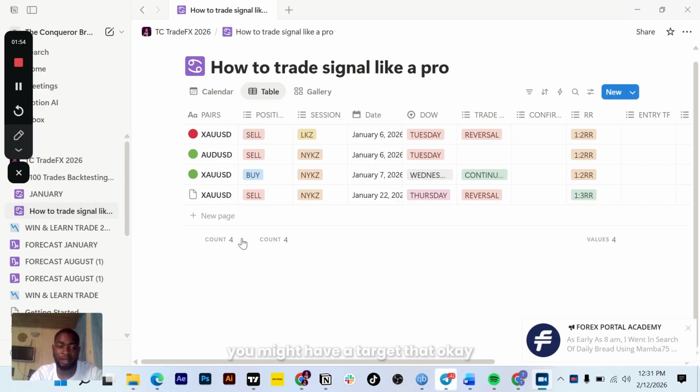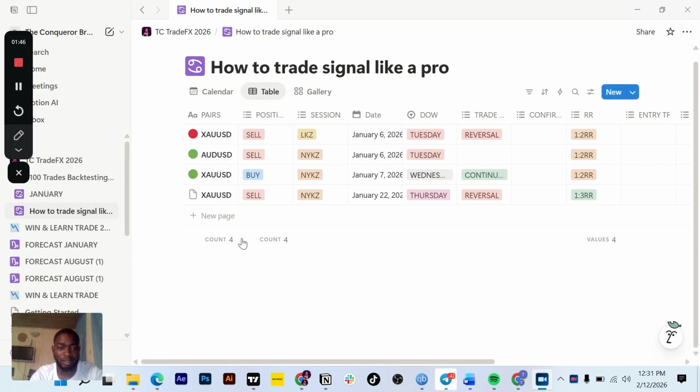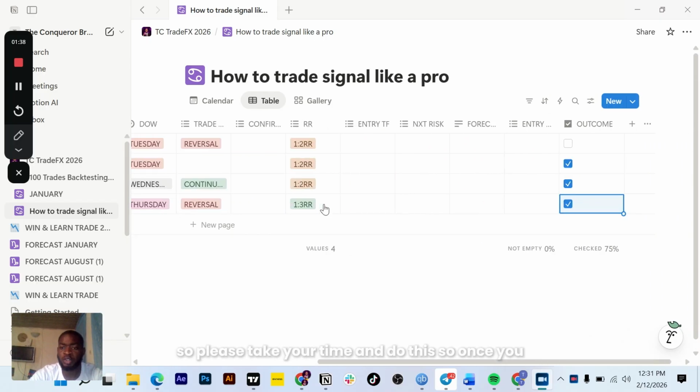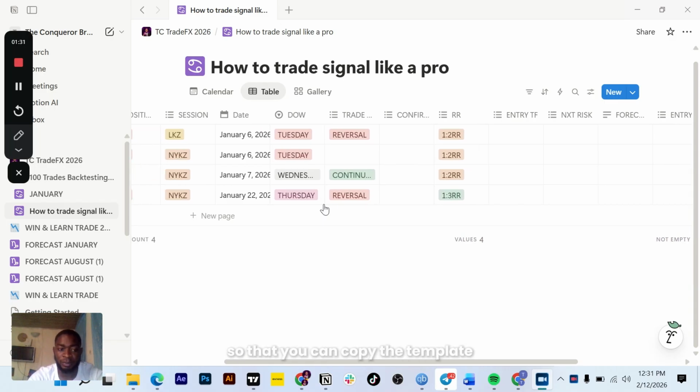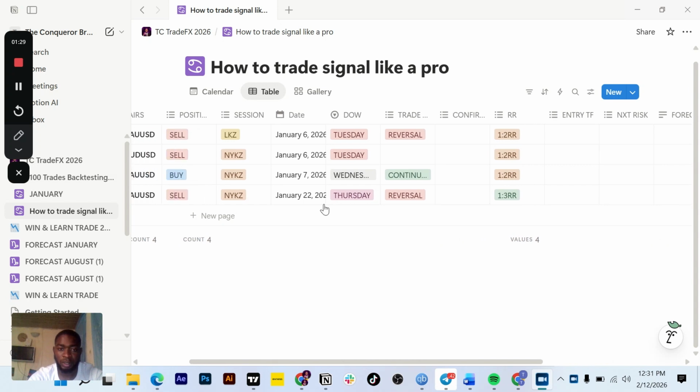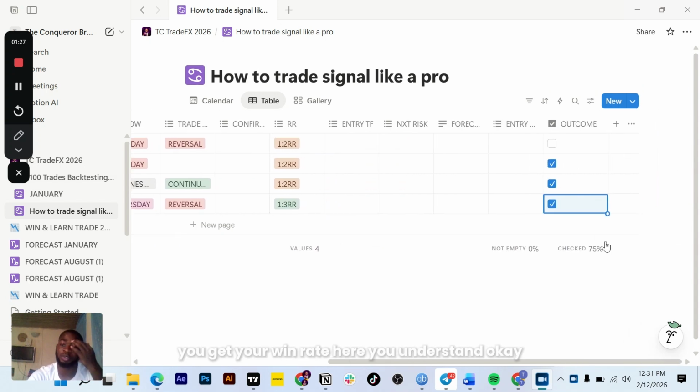You might have a target that you want to examine 10 trades, or you might want to examine 20 trades, depending on the number of statistics you want, how strong you want your confidence to be. You understand me now? So please take your time and do this. I'm going to share this template with you guys, so that you can copy the template and use it for your own. So when you do this, you get your win rate here.